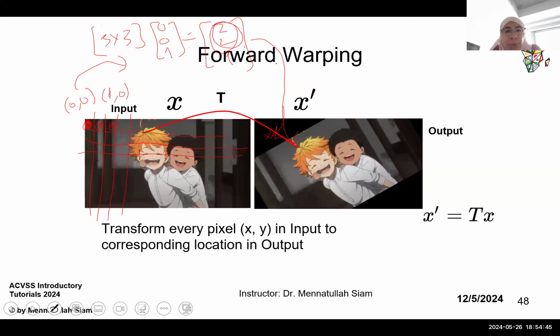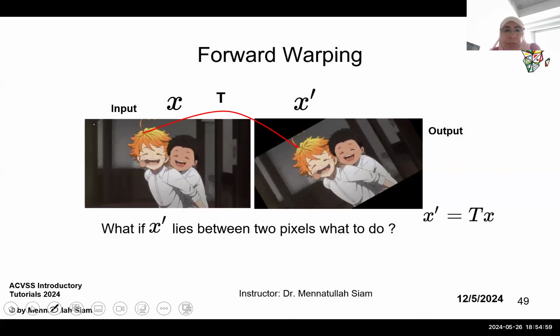I'm going to take every pixel, take its location, and multiply it by the 3x3 transformation matrix. The output will be the output location of this color for this pixel. Now what happens if your output is not exactly a pixel, meaning we're looking at subpixel locations?